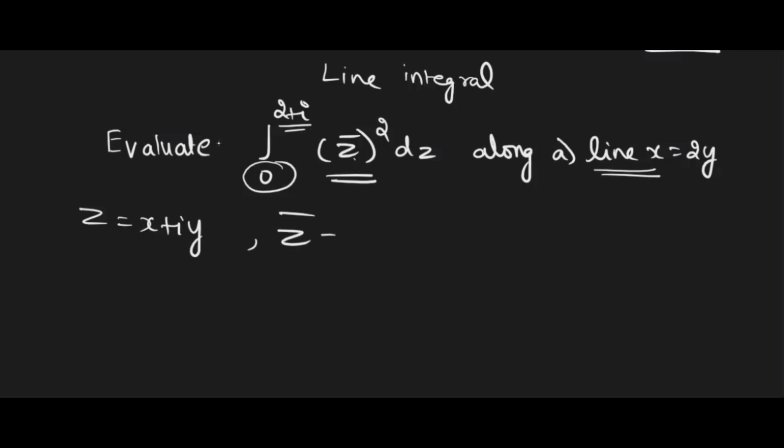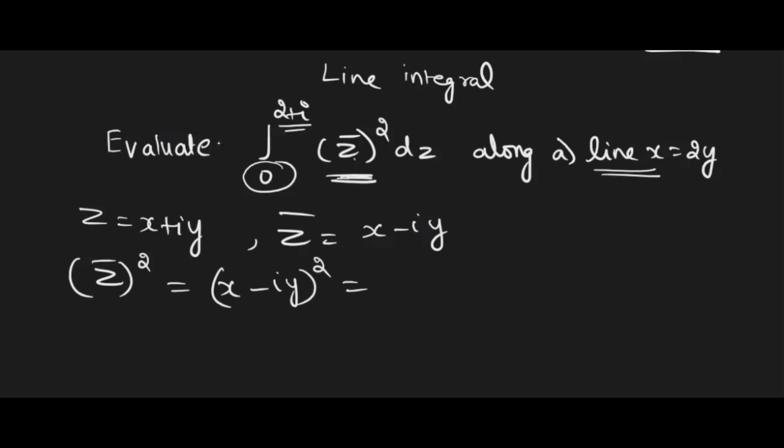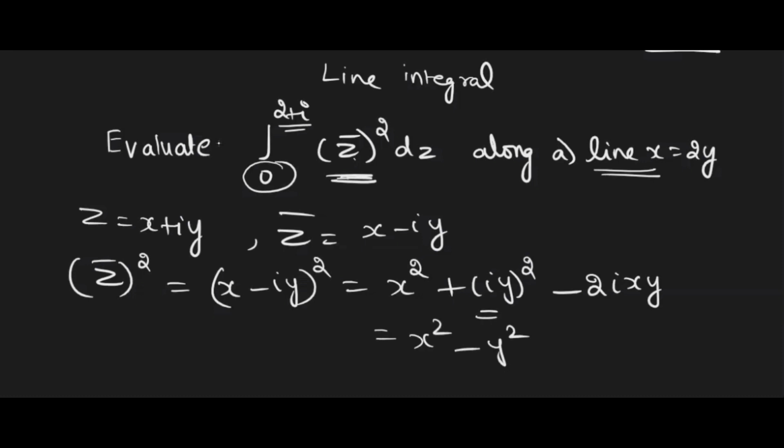So what happens to z bar? First of all, we will find what this function is. This is x minus iy. So z bar the whole square is x minus iy the whole square, and we use the (a minus b) the whole square formula: x square plus (iy) the whole square minus 2ixy. And i square value is minus 1, so that is x square minus y square minus 2ixy. This is your function z bar the whole square.